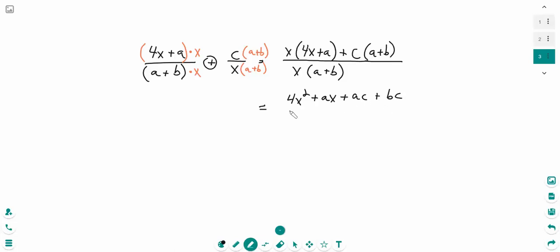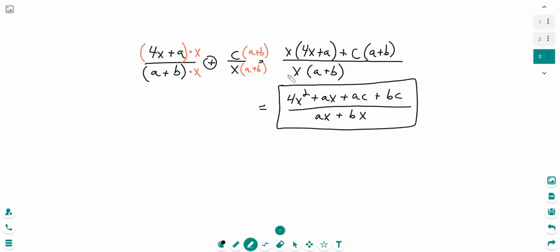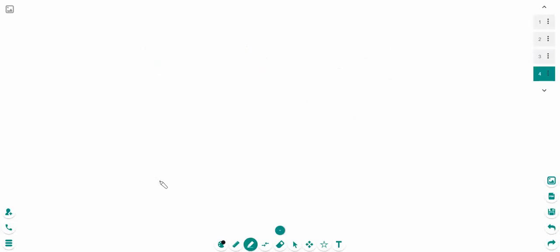All over x times a, which is an ax. X times b, which is a bx. And there we go. I just expanded it. And that would be my solution. This one would work as well. They are both acceptable. All right? Very good. Okay, let's maybe try one more.